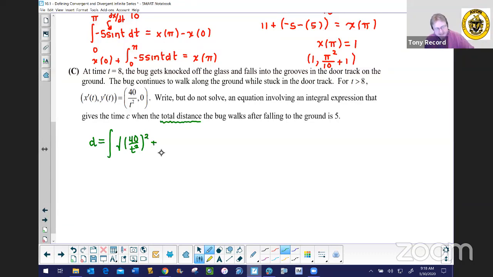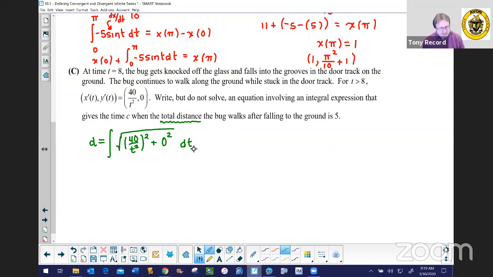And then we'll add to that the y prime of t, 0, and we will square him. And we will extend our square root. We're going to integrate with respect to t, and then we've got to throw our boundaries in here. And you've got to think a little bit about this.